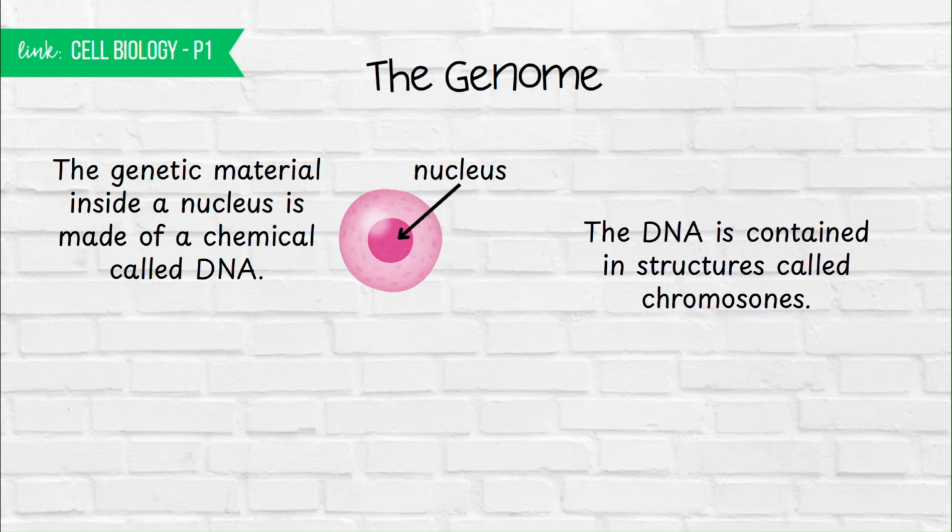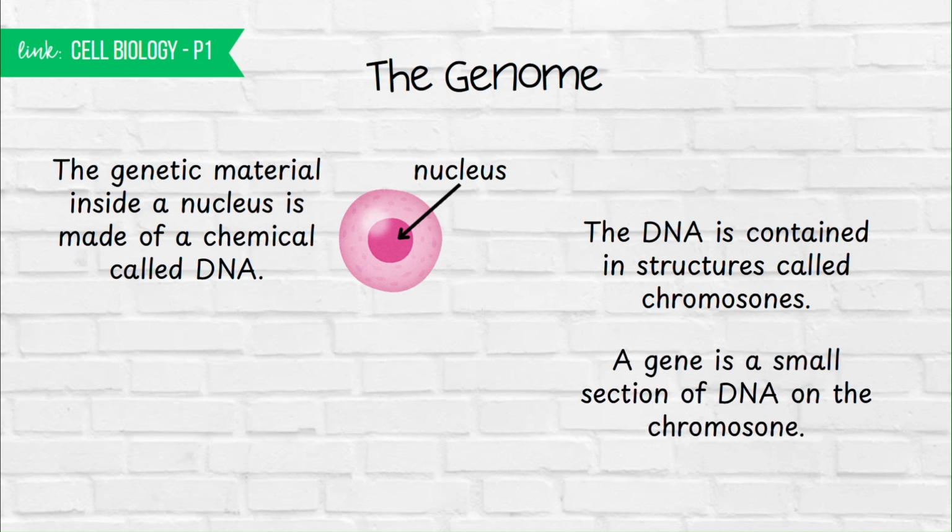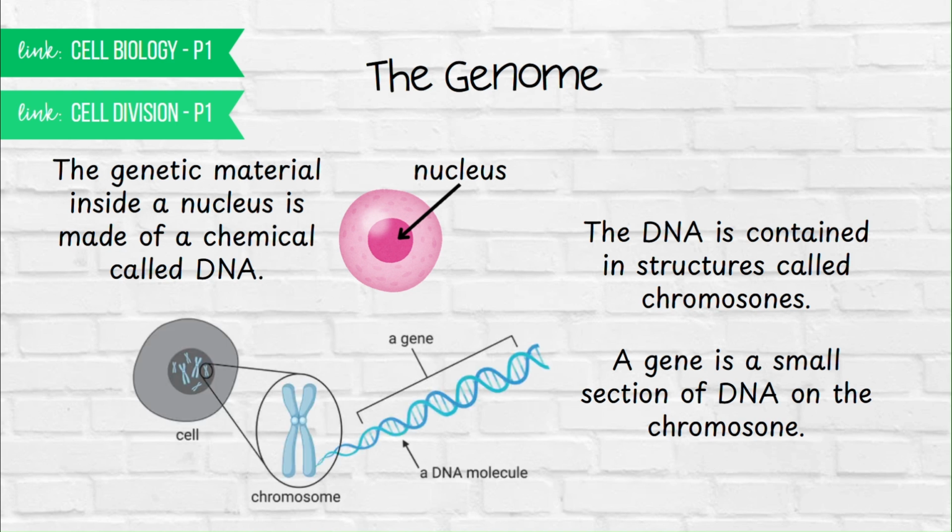Okay, so the DNA is contained in structures called chromosomes. A gene is a small section of DNA on the chromosome. This also links to cell division. So if you're not sure what a chromosome is or what its functions are, you might want to go and look back on cell division, also on paper 1. Here we have a lovely diagram of the chromosomes within the nucleus of the cell, and then that section of DNA, which we now know as a gene.